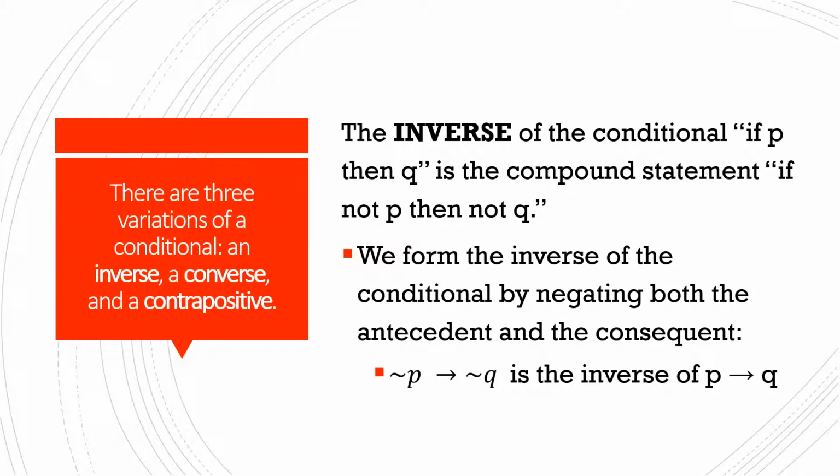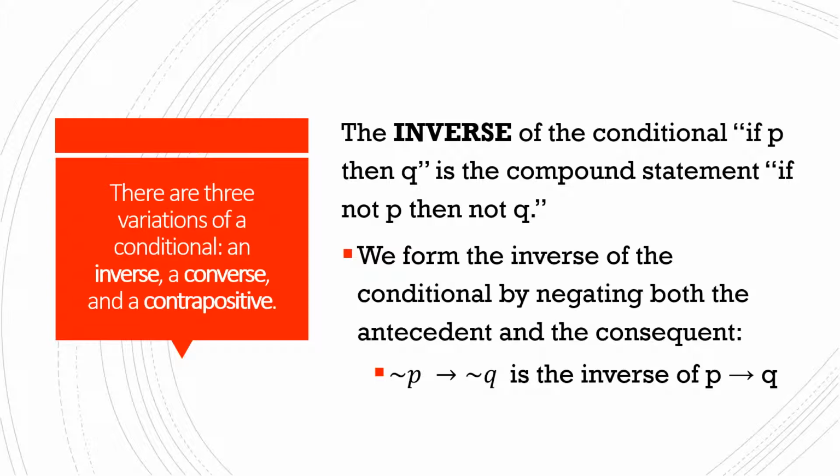There are three variations of a conditional. If you remember, a conditional is the same thing as an implication. It's those if-then statements. So there are three different variations of a conditional: the inverse, the converse, and the contrapositive. So we're going to go through each one individually. The inverse, and I would not write anything down until we get a few slides in, and then I'll tell you what to write down.